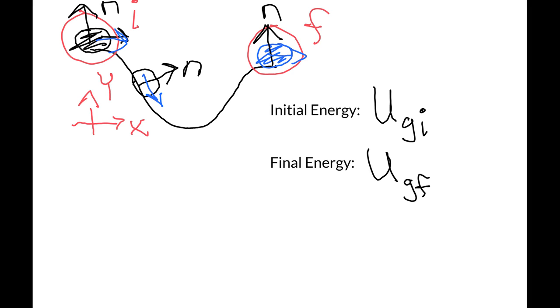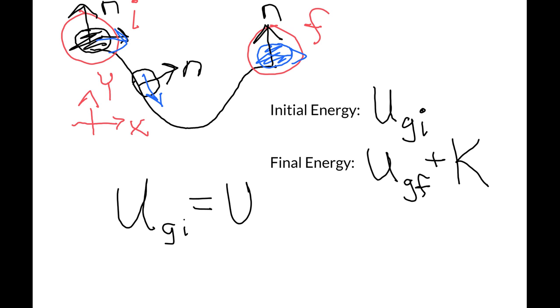Then we also have to ask, is the penguin moving? And yes, finally, the penguin is moving at this spot. So that means we also have kinetic energy. And this gives us our equation, that our initial energy is equal to our final energy. And our final energy has two terms. Our initial energy only has one term.